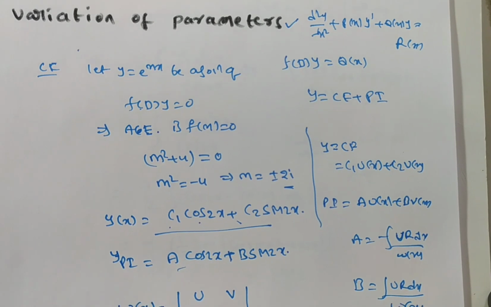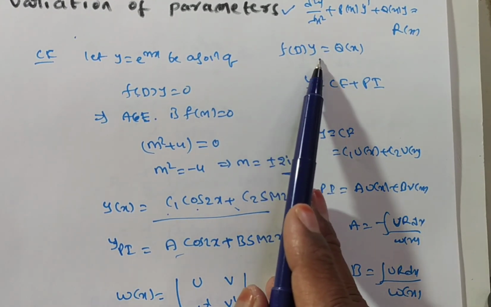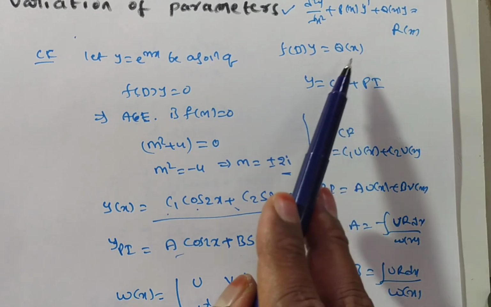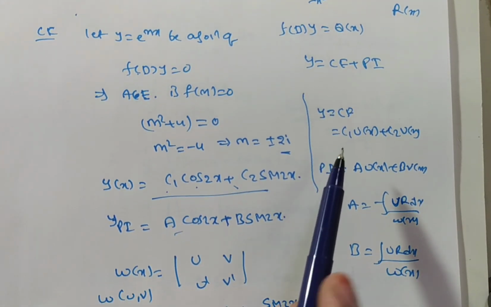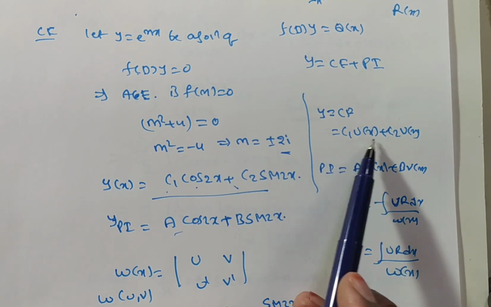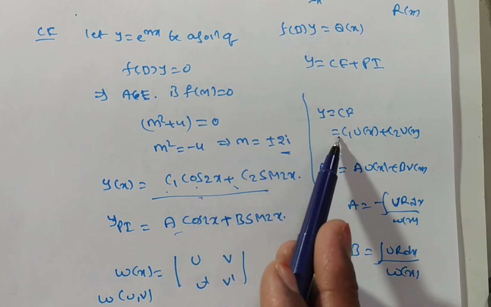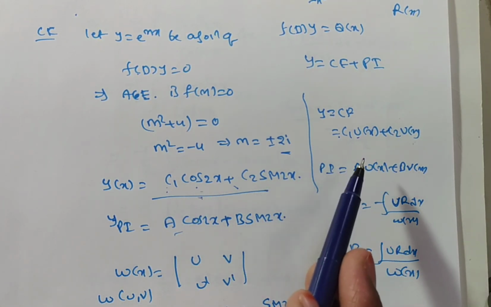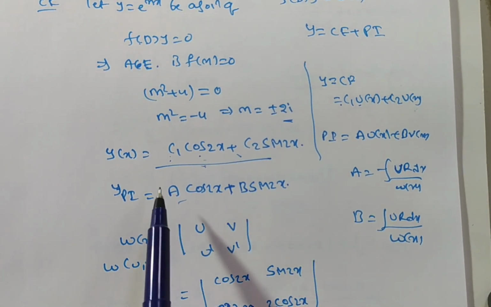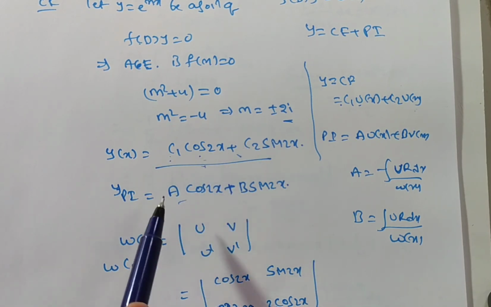In this method of variation of parameters, for any differential equation in the form f of D into y is equal to r of x, we require complementary function plus particular integral. In the complementary function, directly we consider c1 u of x plus c2 v of x, based on what you get, where c1, c2 are arbitrary constants. Now in the particular integral, directly you need to write the particular integral: replace c1 by a, c2 by b. Now you need to find a and b.